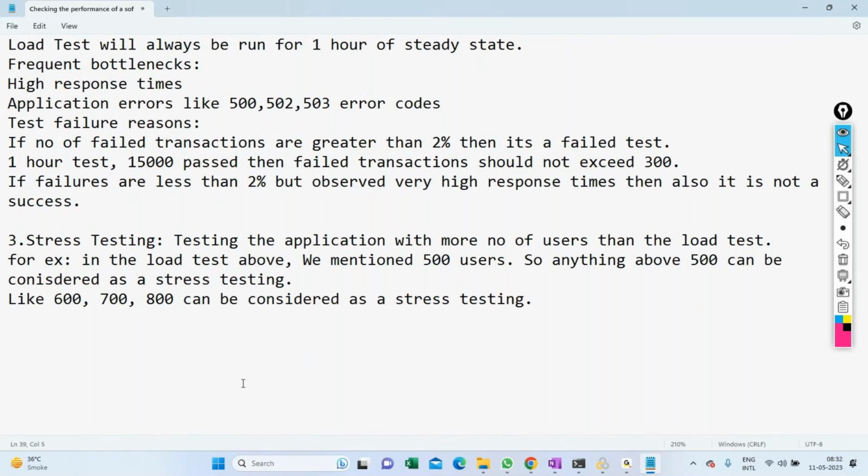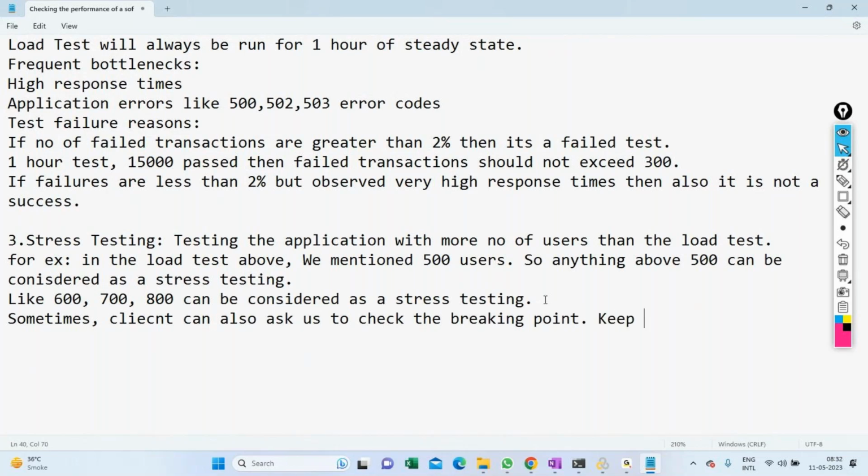Like a client can ask you, hey, can you test or can you apply the load, or can you keep on increasing the load or keep on stressing the system until it breaks. Sometimes client can also ask us to check the breaking point. What do you mean by breaking point? Keep on increasing the users until system breaks.